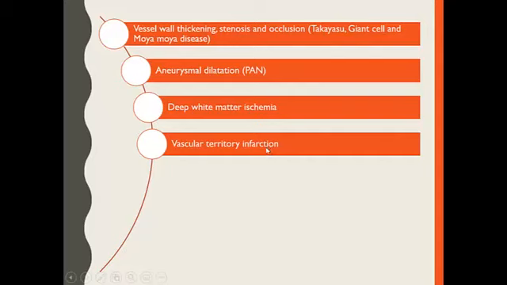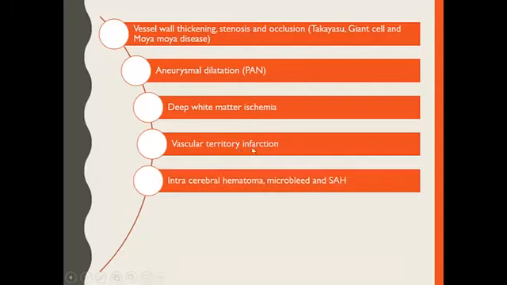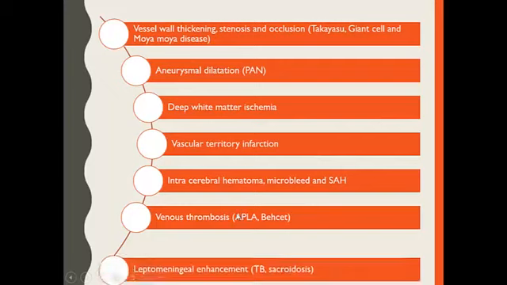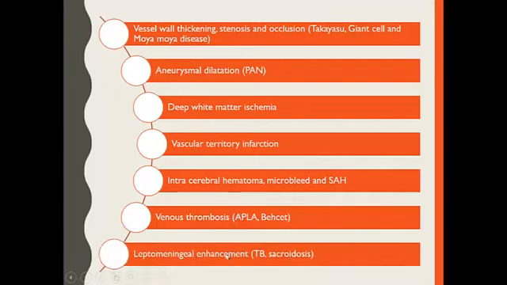vascular territory infarction when affecting large and medium-sized arteries, intracerebral hematoma, microbleeds, and subarachnoid hemorrhage from ruptured aneurysm, venous thrombosis because some vasculitides affect the arteries and the veins, like for example Behçet's and antiphospholipid antibody syndrome. And finally, we can find some leptomeningeal enhancement in case of sarcoidosis and TB.